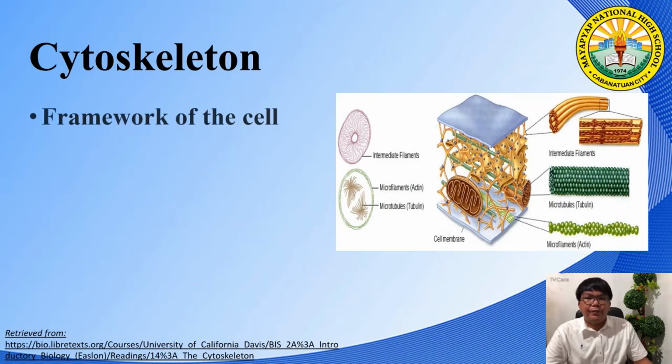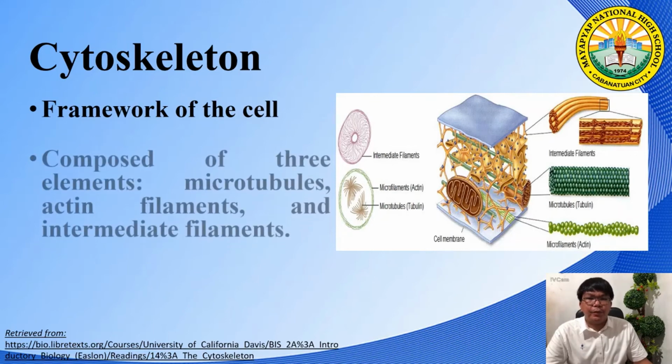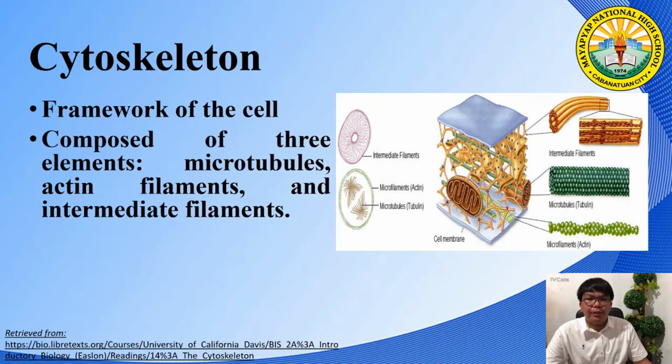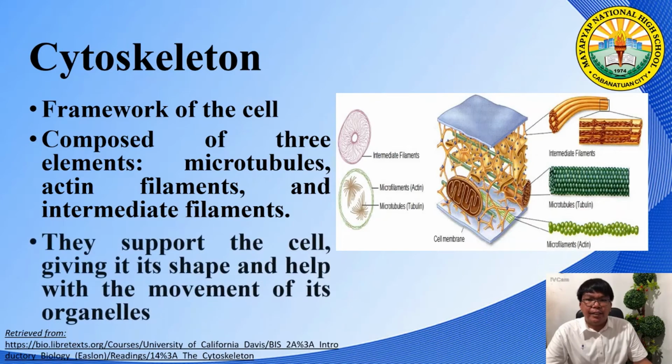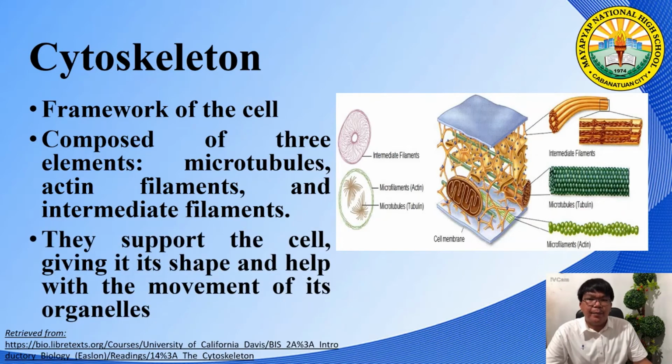Cytoskeleton is the framework of the cell. It is composed of three elements: microtubules, actin filaments, and intermediate filaments. They support the cell, giving its shape and help with the movement of its organelles.